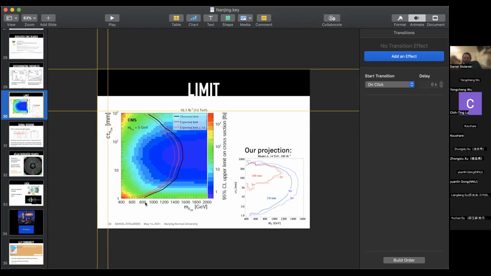My second question is, are there any other models that can also generate this kind of emerging jet, instead of the dark QCD model?